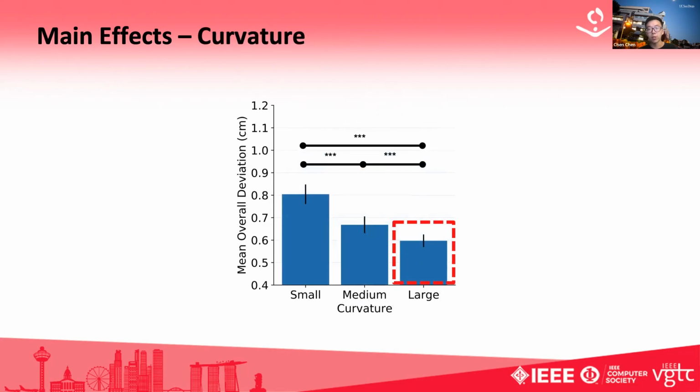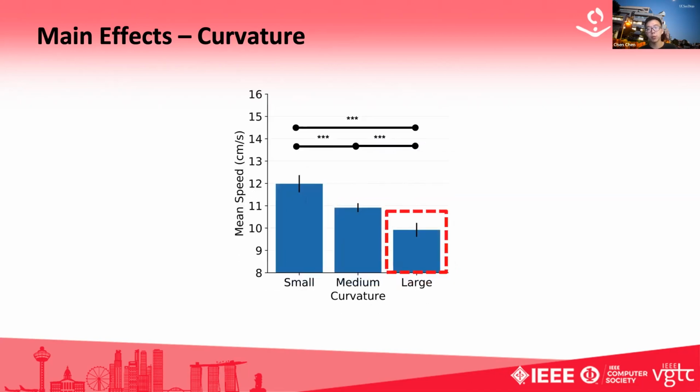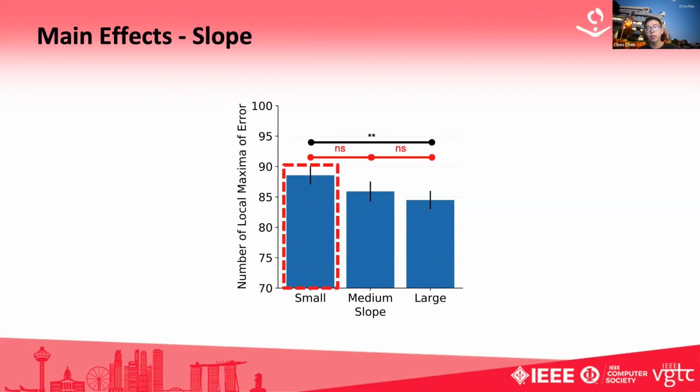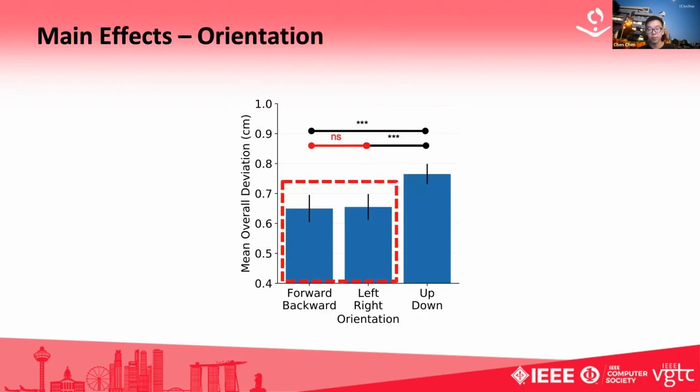When it comes to curvature, we found that the larger curvature could actually generate higher precision, although such geometry characteristic might also slow down the drawing process. While slope does not necessarily have impacts on the drawing precision and speed, a smaller slope will slightly increase the number of local maxima of errors. Finally, our study also demonstrates a higher precision for forward-backward and left-right orientations.